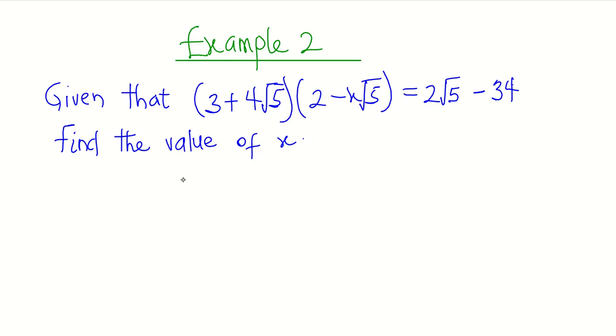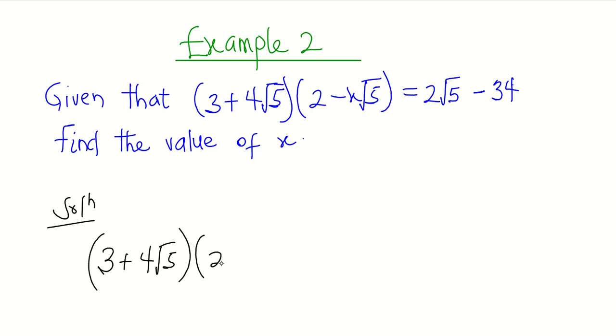So we continue, and we have our solution as 3 plus 4 square root of 5 being multiplied by 2 minus x square root of 5, which is equal to 2 square root of 5 minus 34.